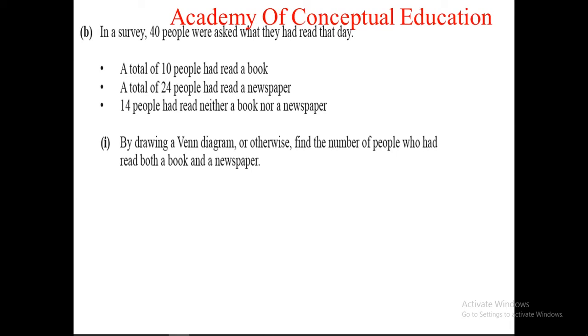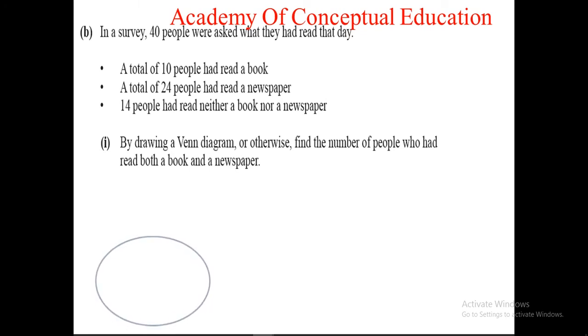This is part B. In part B, they are saying that in a survey, 40 people were asked what they had read that day. A total of 10 people had read a book. A total of 24 people had read a newspaper. 14 people had read neither a book nor a newspaper. By drawing a Venn diagram or otherwise, find the number of people who had read both books and newspaper.